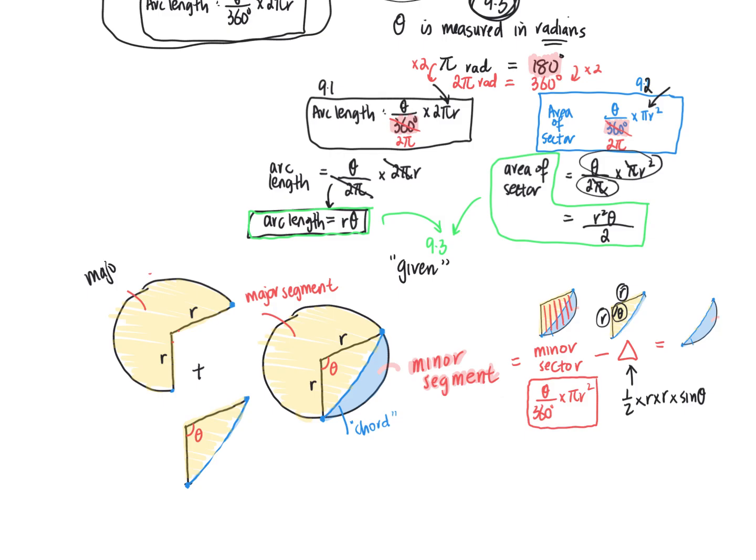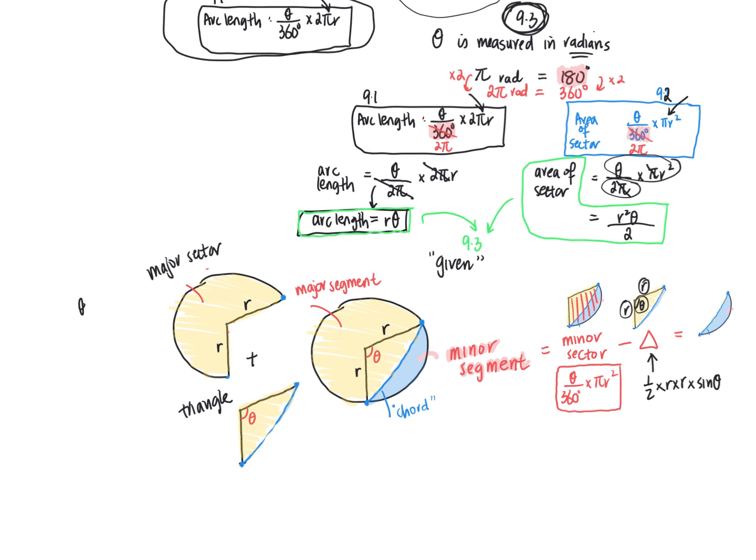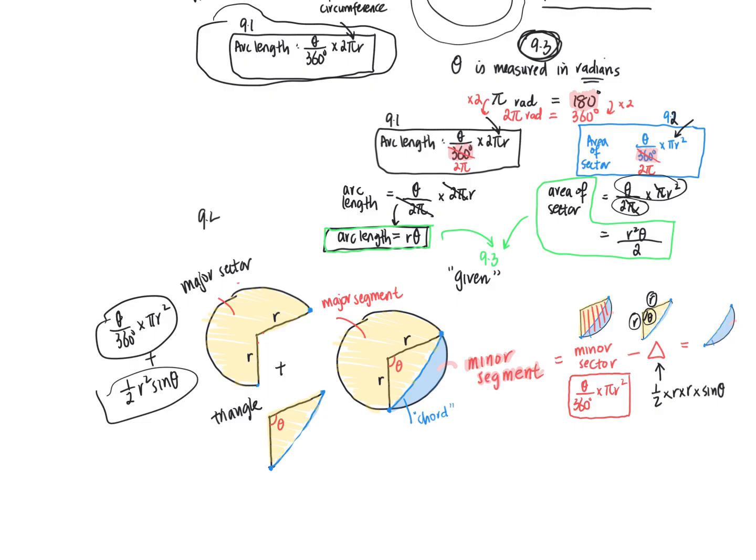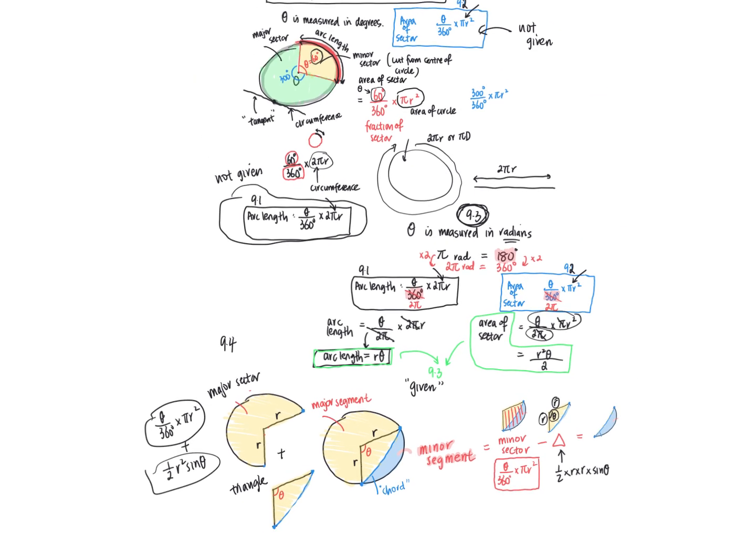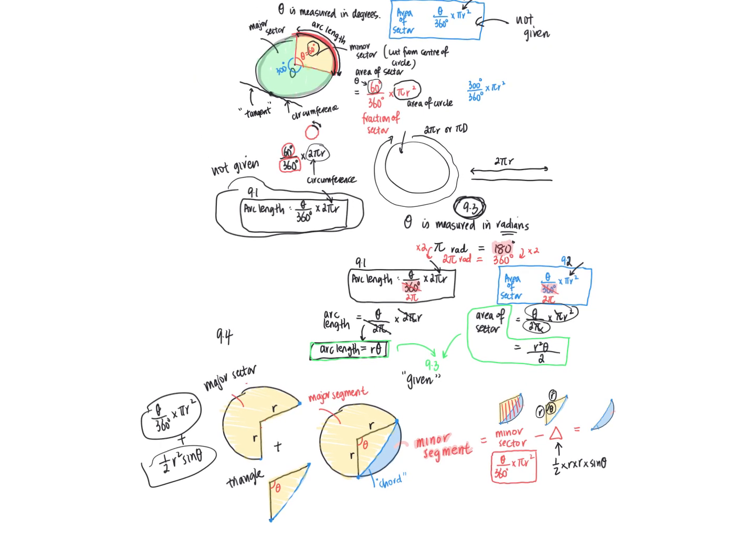So major sector to the triangle. Is the formula different? No, because the major sector also uses this formula, and then you add it to the triangle. That's all. Is there a new formula here? No. You just need to know when you add, when you subtract. So this is 9.4. This is the entire chapter 9 we learned last year. The formulas you need to know are just these few.